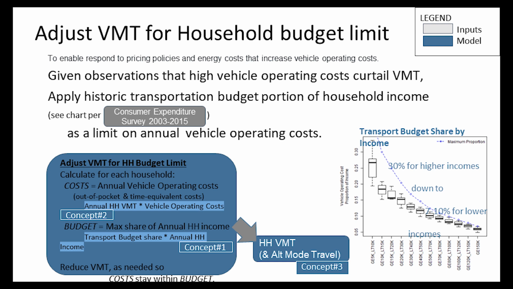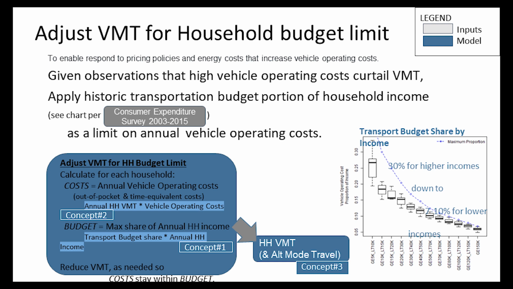There's one more here, and then I think we were on the wrap-up, so maybe I'll try to get through this one quickly on the budget. So given the observations of high vehicle operating costs, so now we're in the operating cost world, curtail VMT, we apply a historic transportation budget portion of your income as a limit on the annual vehicle operating cost. So over here we've got this data that is from the consumer expenditure survey over those years, and the x-axis is income, and the y-axis is the percent you're spending on transportation.